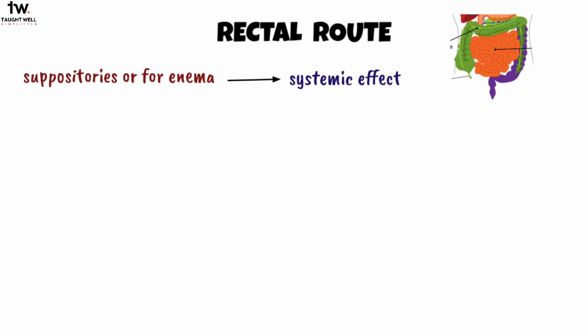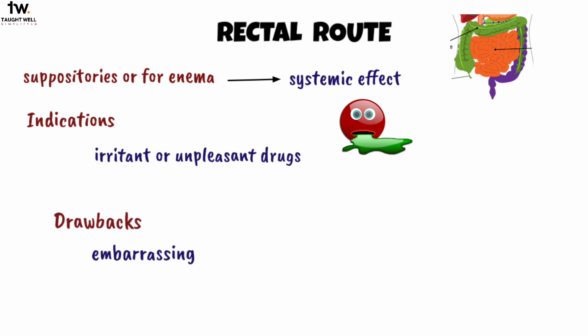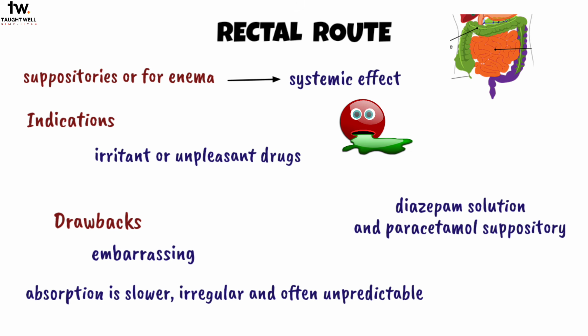Another route of administration is the rectal route. Certain drugs, when put into the rectum as suppositories or for enema, get absorbed and produce a systemic effect. This route is particularly utilized for irritant or unpleasant drugs, as well as for a patient having recurrent vomiting. For some patients, this mode of administration may be embarrassing. The other drawbacks of this mode are that drug absorption is slower, irregular, and often unpredictable. However, studies have shown that diazepam solution and paracetamol suppository are dependably absorbed from the rectum in children.